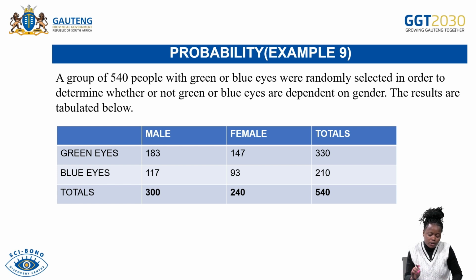Okay, please quickly do this one. A group of 540 people with green or blue eyes were randomly selected in order to determine whether or not green or blue eyes are dependent on gender. The results are tabulated below. So you've got green eyes, male and female, and then you've got blue eyes, male and female, and then you've got the totals.